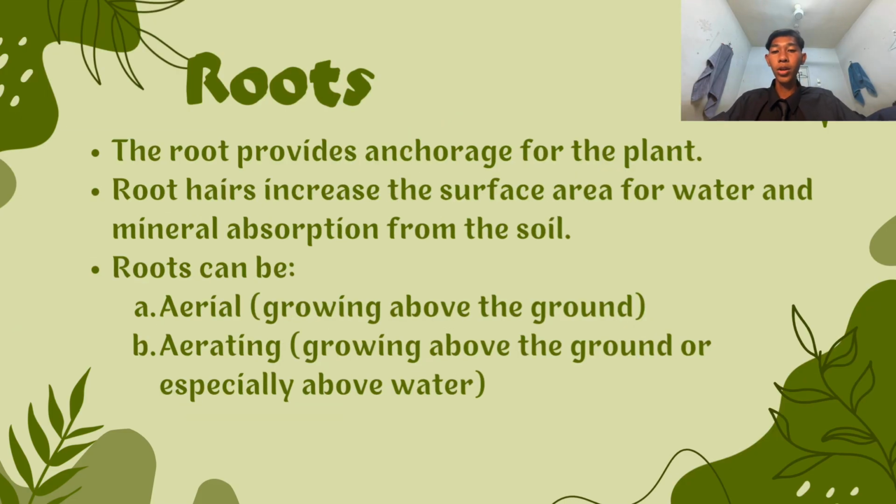Now I will tell you about roots. The roots provide anchorage for the plant. Root hairs increase the surface area for water and mineral absorption from the soil. Roots can be aerial, growing above the ground, or aerating, growing especially above water.